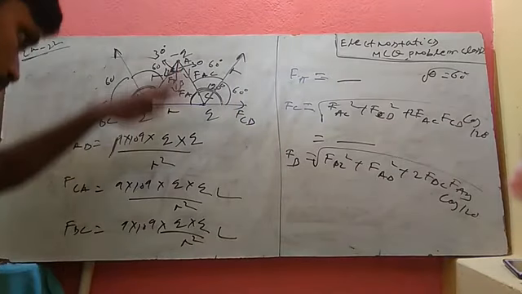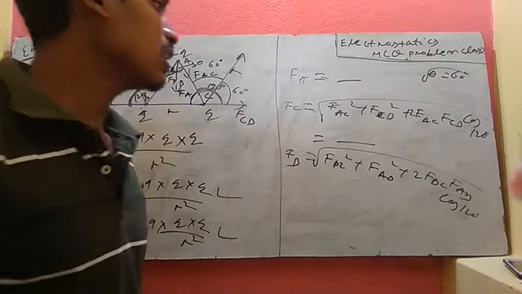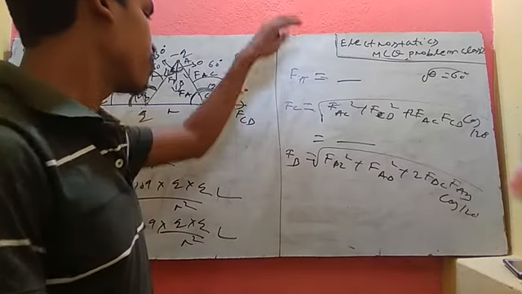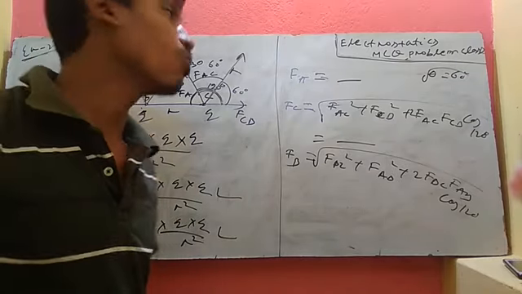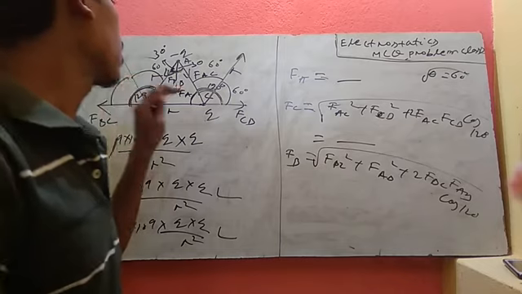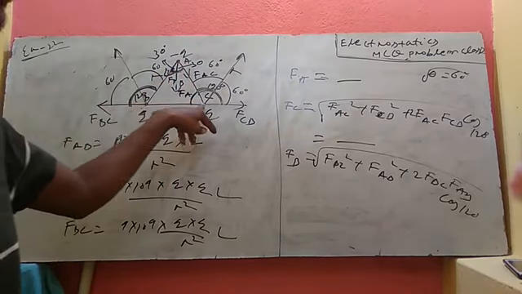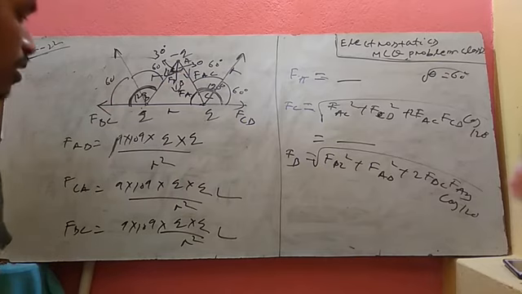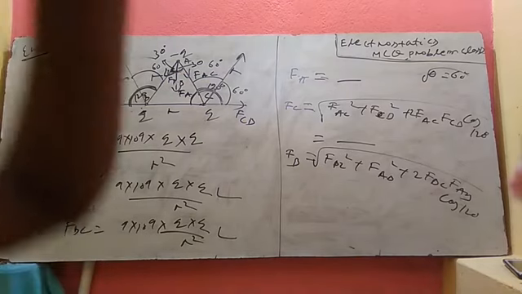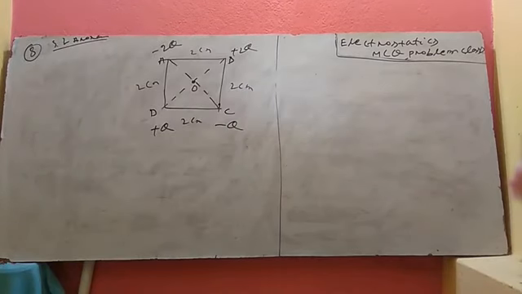Listen. By this process you can find the total result of this question. The question is: net force acting on A, net force acting on B, net force acting on C. So the question is finished. Next question.